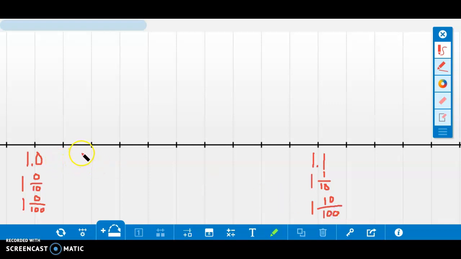So I'm going to count by 2's. So I have 1/100th, 2/100ths, 3/100ths, 4/100ths, 6/100ths, 8/100ths.